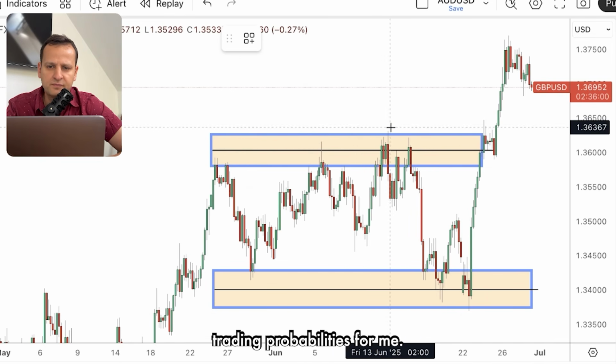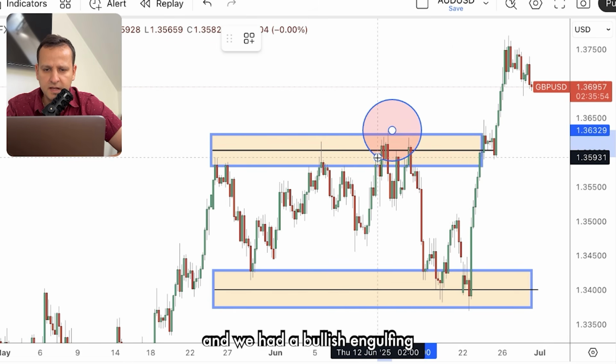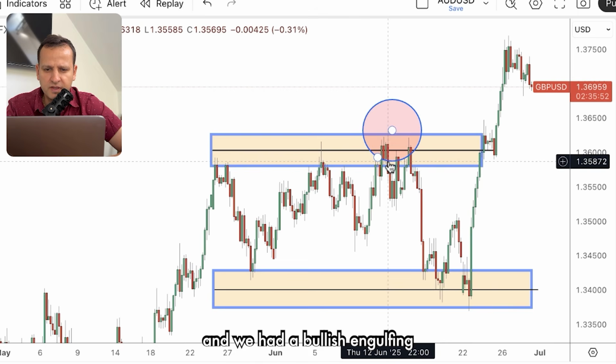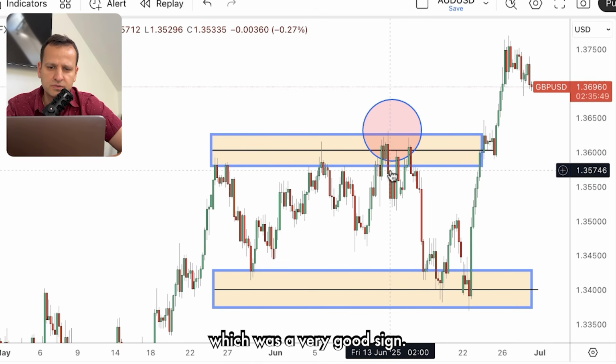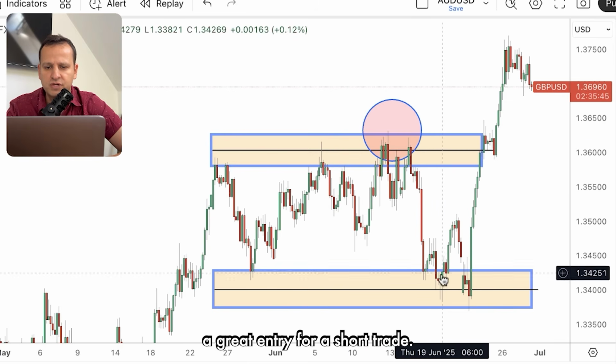This will be the high trading probabilities for me. So the first time we saw that was right here, and we had a bearish engulfing pattern, which was a very good sign, and this would have given us a great entry for a short trade.